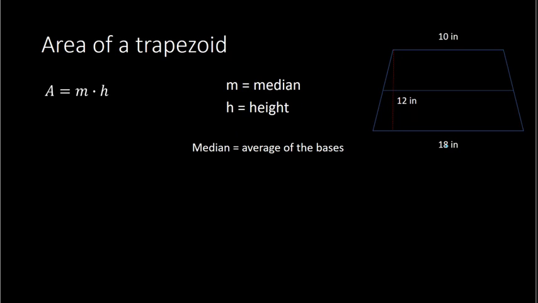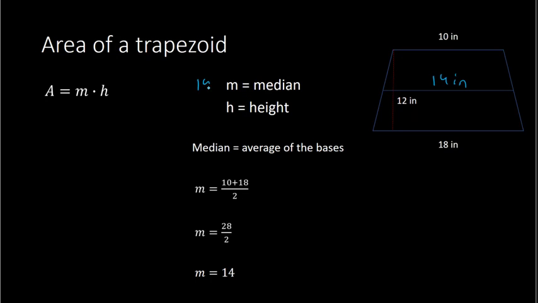So if we average the 10 and 18 together, then we can find the length of the median. We average 10 and 18 by adding and dividing by 2, which gives me 28 over 2, or 14. So this median is 14 inches.